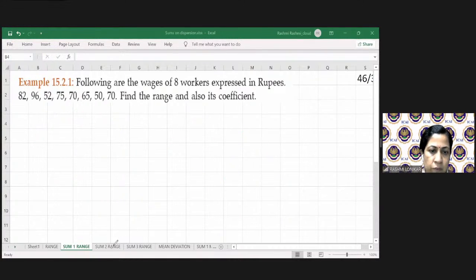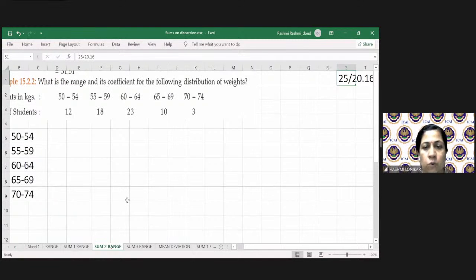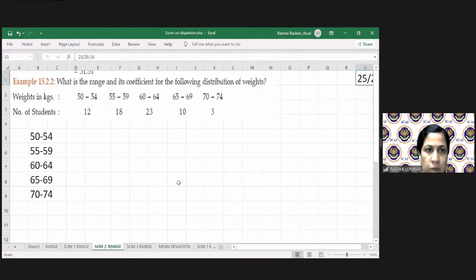The next sum that we will be doing is question number 15.2.1. Earlier one was 15.2.1. Now we are doing 15.2.2. Question number 15.2.2, we are doing this sum. Now here what is given? We have to find the range and its coefficient for the following distribution. So here we have been given the class interval and the frequency, and we have to find the range.